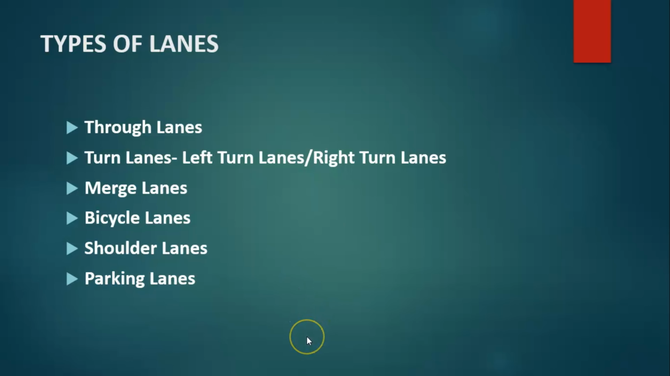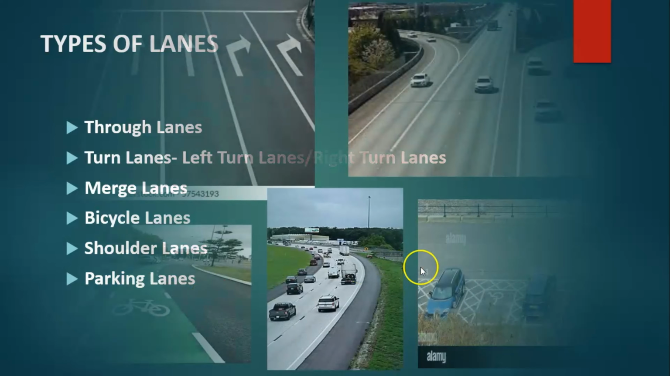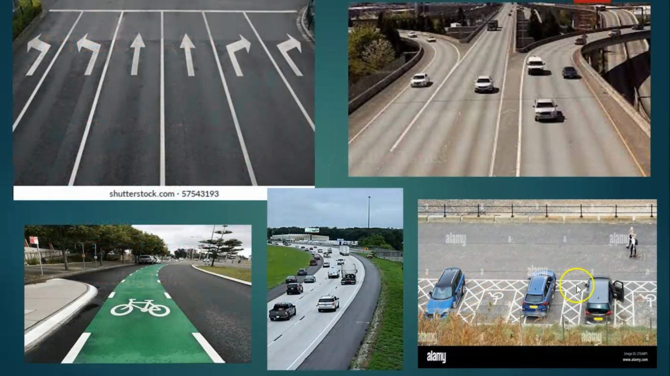Then we also have what we call the parking lane. These are areas designated for parking along the side of the road, and they can sometimes overlap with travel lanes in a mixed-use environment. Basically, it is a parking lane in a road network.